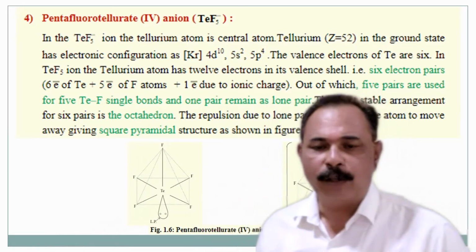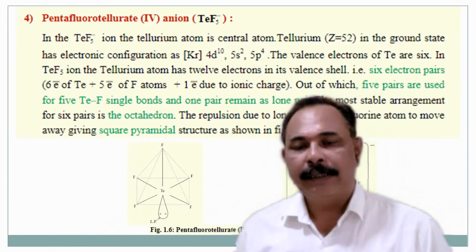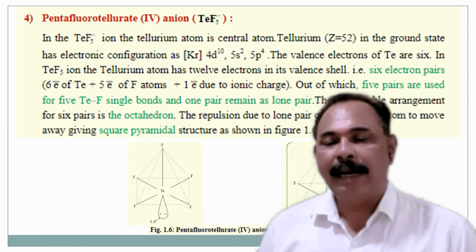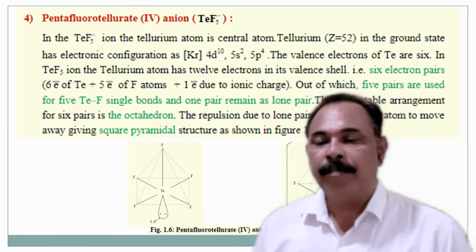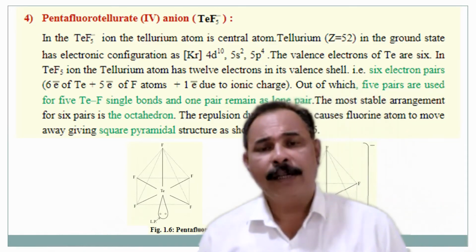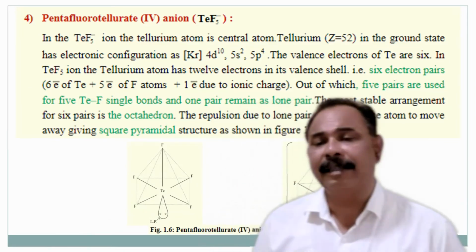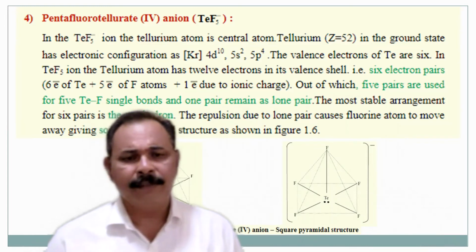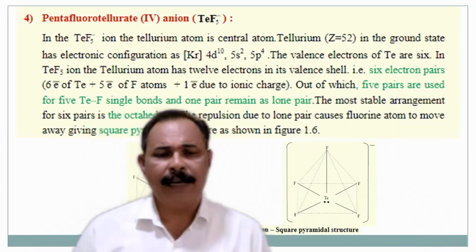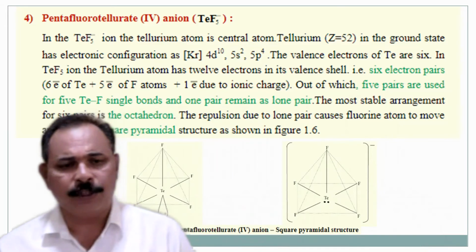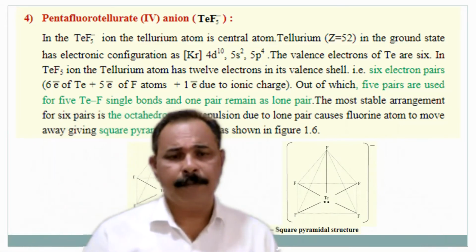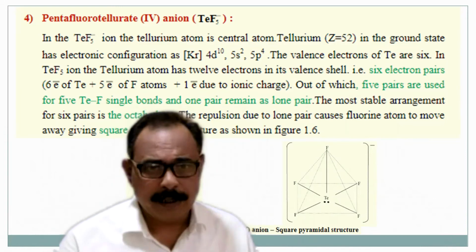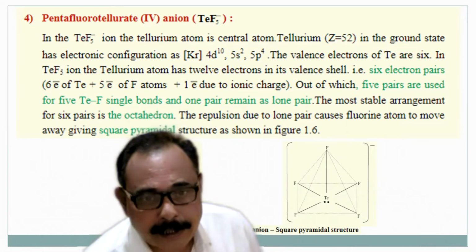Here there is 1 lone pair and 5 Te-F bonds, and this is the structure of the pentafluorotellurate(IV) anion, which is shown on your screen. And this square pyramidal structure should be observed. You are seeing all these things on your screen.